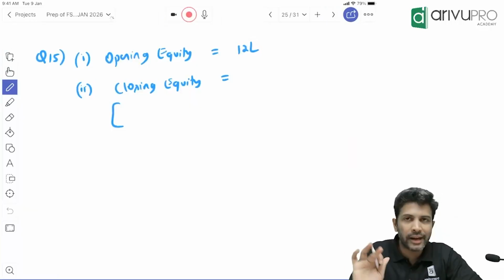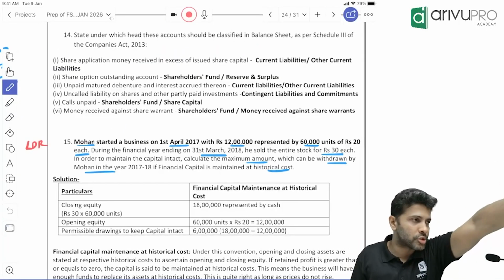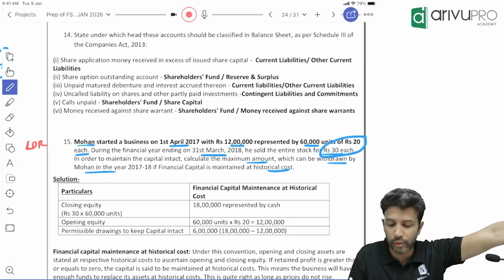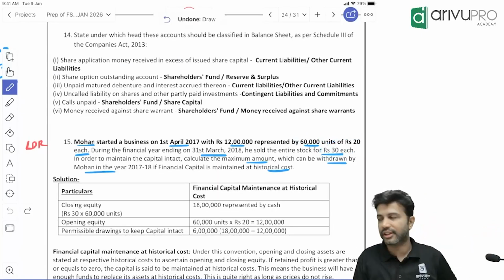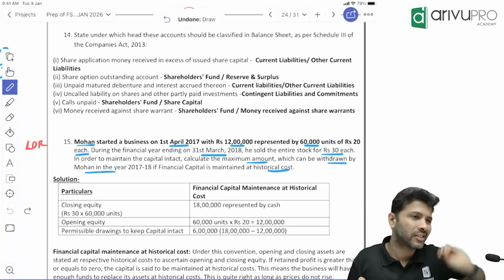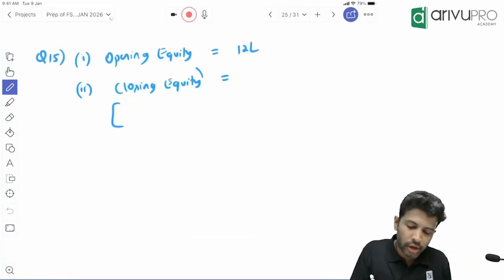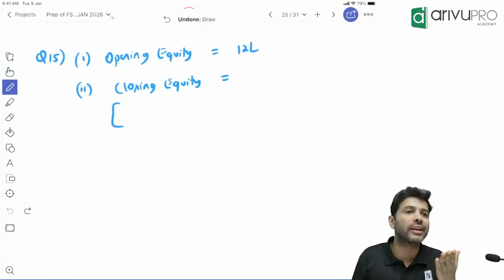You made 10 rupees profit on one unit. How many units did you sell? 60,000. So total profit is how much? 6 lakh. Clear? Due to profit, your capital balance will reduce or increase.